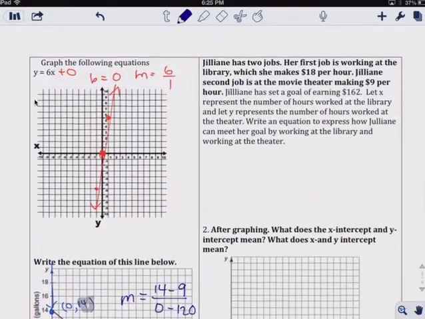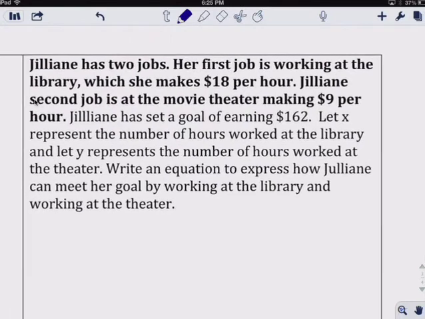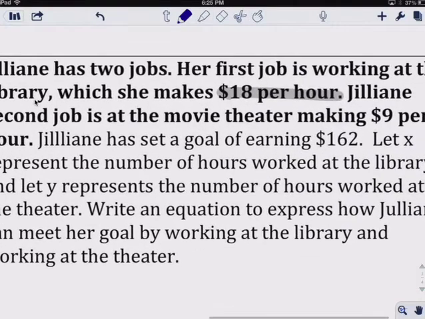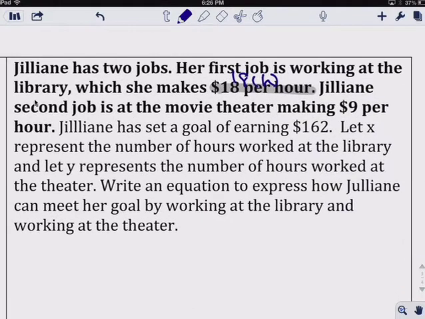Okay? Okay, Jillian has 2 jobs. Her first was to work at the library, making $18 per hour. So that's 18 times the number of hours. Jillian's second job is to work at the movie theater for $9 per hour. Movie theater is 9 times the hours. Because they're 2 different places, let's use T for the hours worked at the theater. Jill's goal is to earn this much, so it has to equal 162.